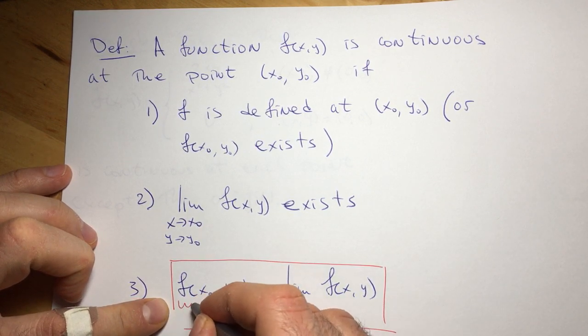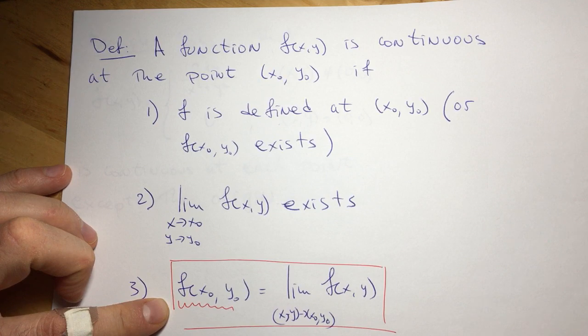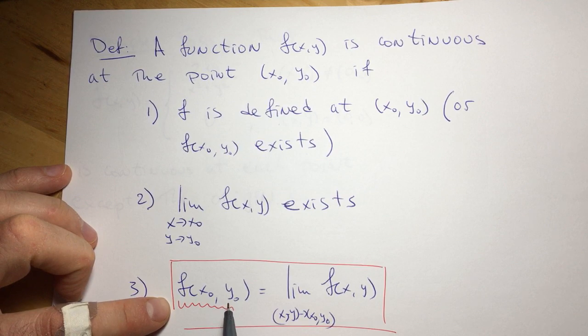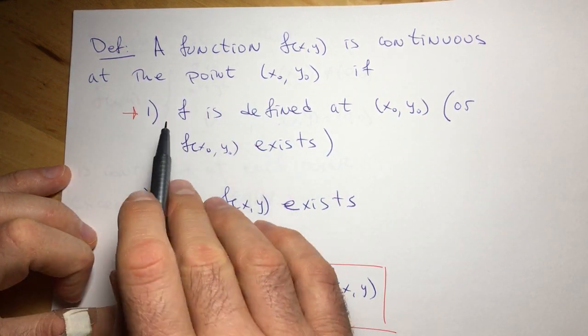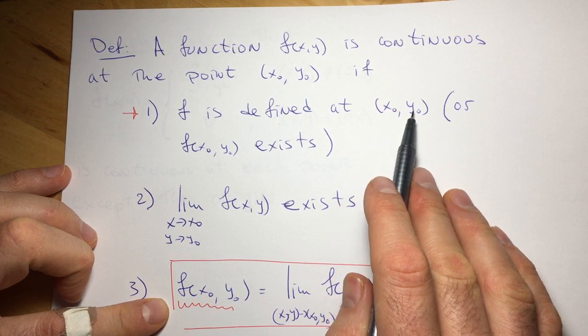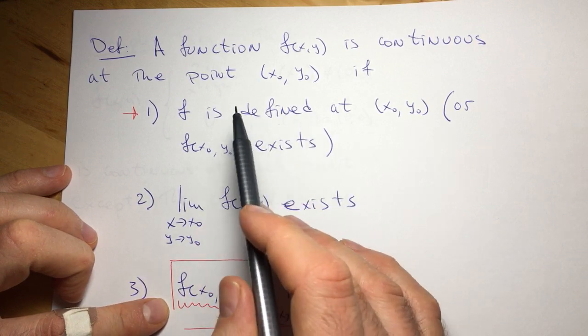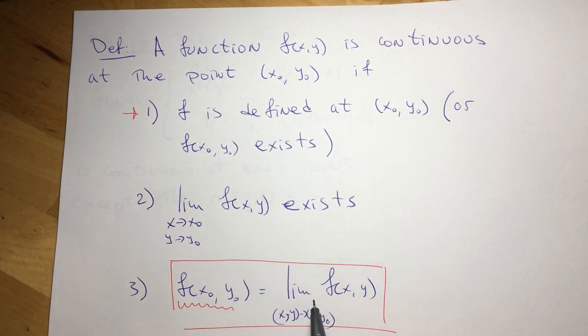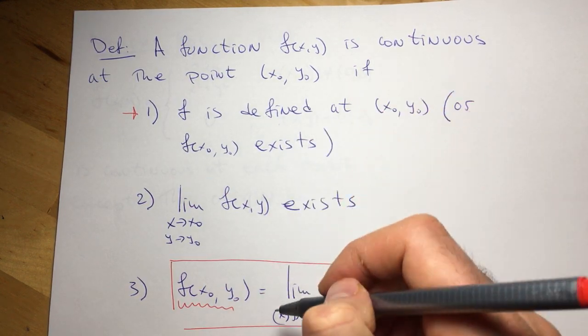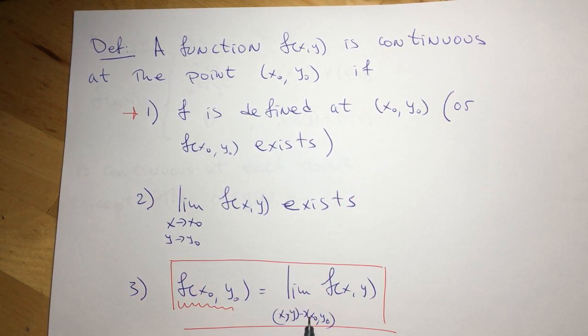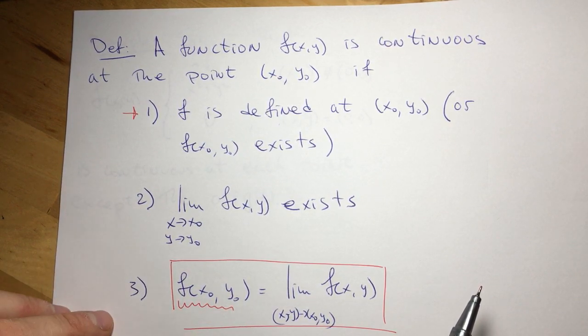First of all, that this here exists, that it is defined, or in other words, that the point with coordinates x naught, y naught is in the domain of f. That's the first part. f is defined at x naught, y naught, or in other words, f of x naught, y naught exists, or in other words, x naught, y naught is in the domain of f. And the second part is that this limit here exists. Okay? So if any of these cases are not satisfied, then we say that the function is not continuous at the point x naught, y naught.